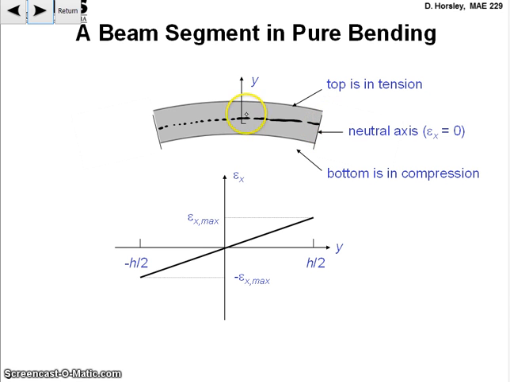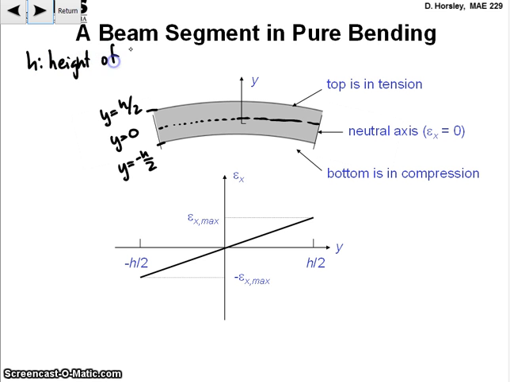And if you look at the y-axis here, this is y equals 0. And what I'm going to do is say this is y equals h over 2. And on this surface, the lower surface, y equals minus h over 2. Okay, so the total height of the beam along the y-axis is h. Okay, so h is the height of the beam.